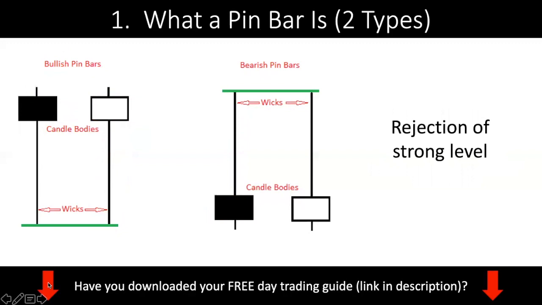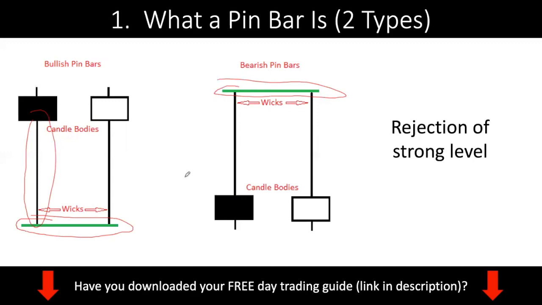Okay, you just wait for the rejection of the key support. In this case, the green line is the support. This green line is the resistance. Then you know, once you see this, it's sort of your confirmation that this level is strong, and then you enter on the close of the pin bar.